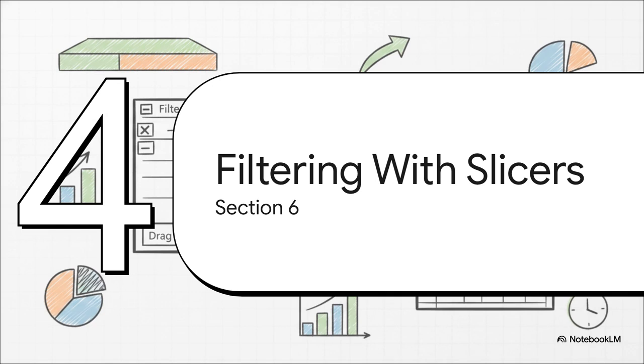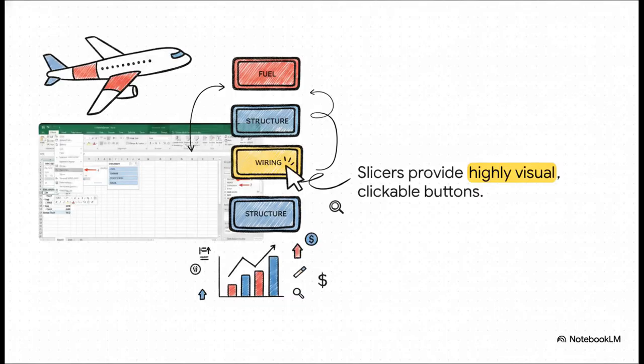All right, Section 6, Advanced Filtering with Slicers. This right here is our final tier of mastery, where we transition from static, boring tables into dynamic, highly interactive dashboards. Slicers essentially turn you into a full-blown financial analyst. Let's say you have a massive data set of airplane parts. Inserting a slicer for, let's say, the category field gives you these really clean, highly visual, clickable buttons hovering over your sheet.